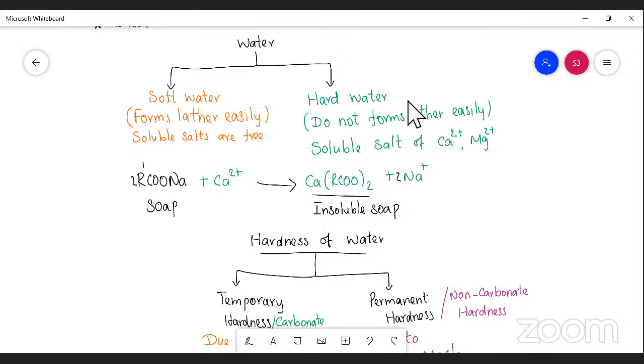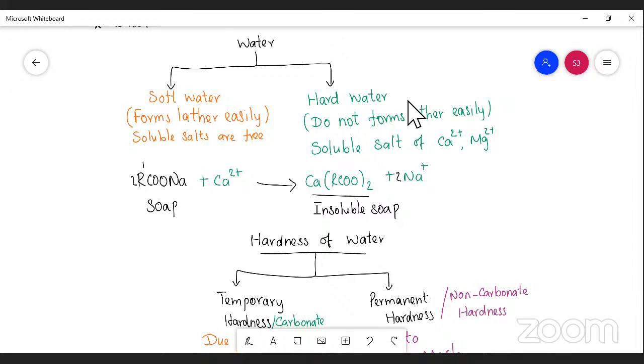Okay. In this Clark process, what happens when excess of calcium hydroxide or lime is used? It gives calcium bicarbonate again, which causes the temporary hardness. Correct? Very good. So excess of calcium hydroxide is not used in Clark's process, because again it will form calcium bicarbonate.